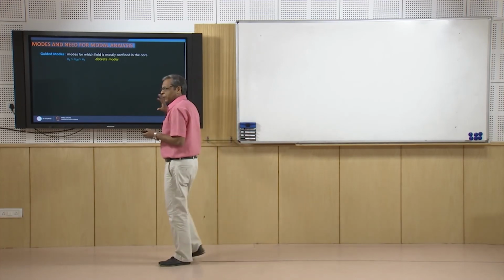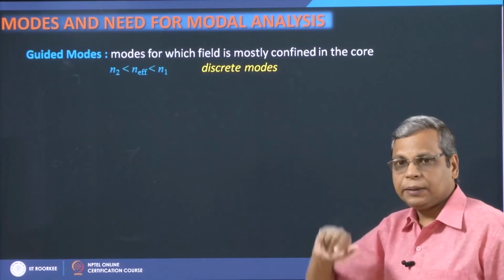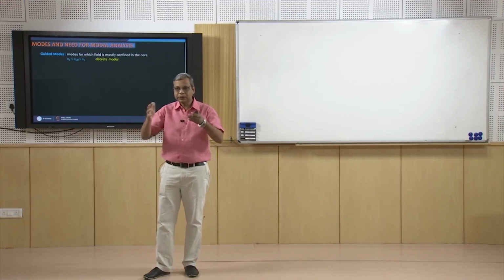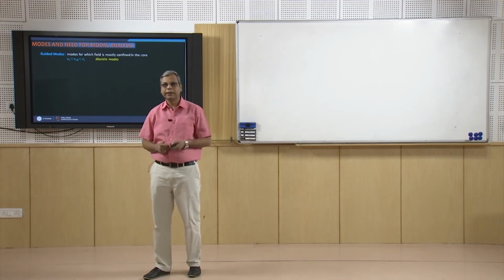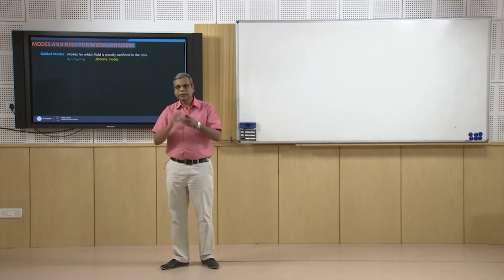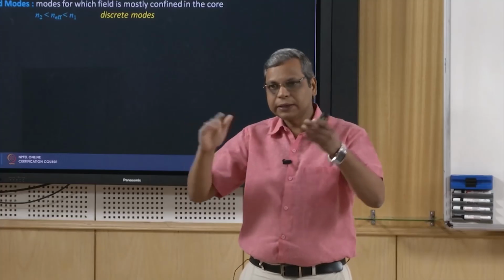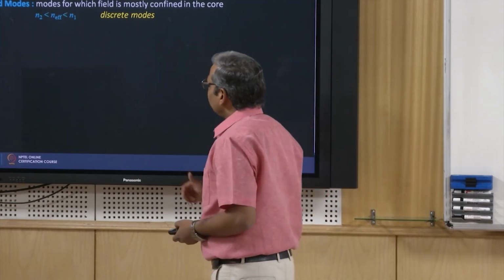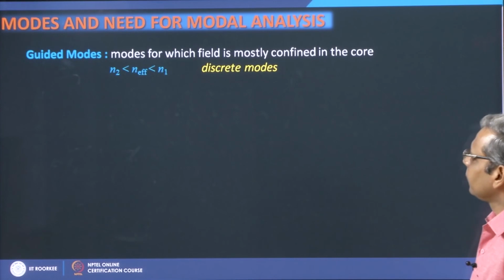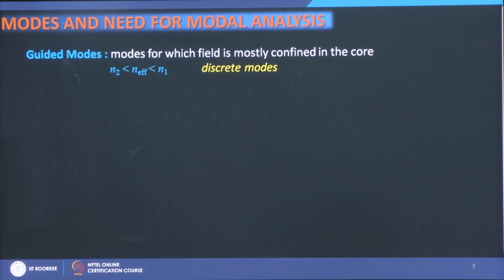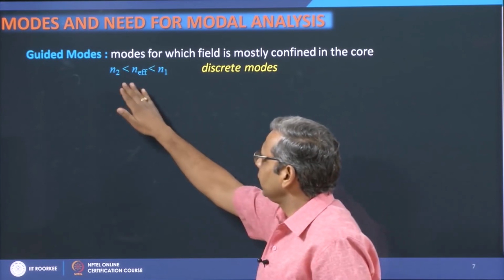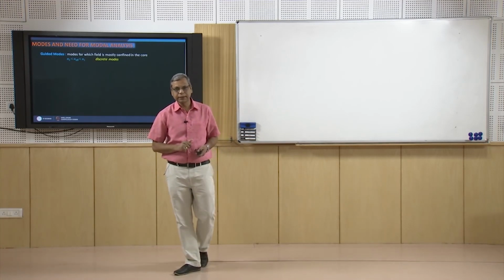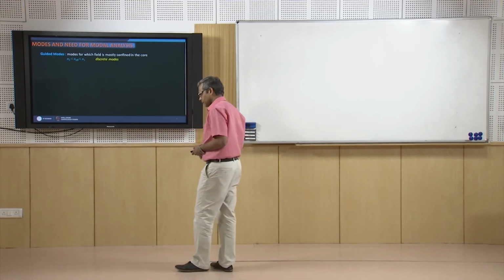So, in a fiber these kinds of intensity patterns extend into the cladding, but energy does not propagate out up to infinity into the cladding. The energy is still guided in the core. Only a certain part of the energy extends to the cladding, and these modes are called guided modes of the fiber, and for these modes n effective lies between n2 and n1, and there are only certain discrete field patterns. So, these are discrete modes.